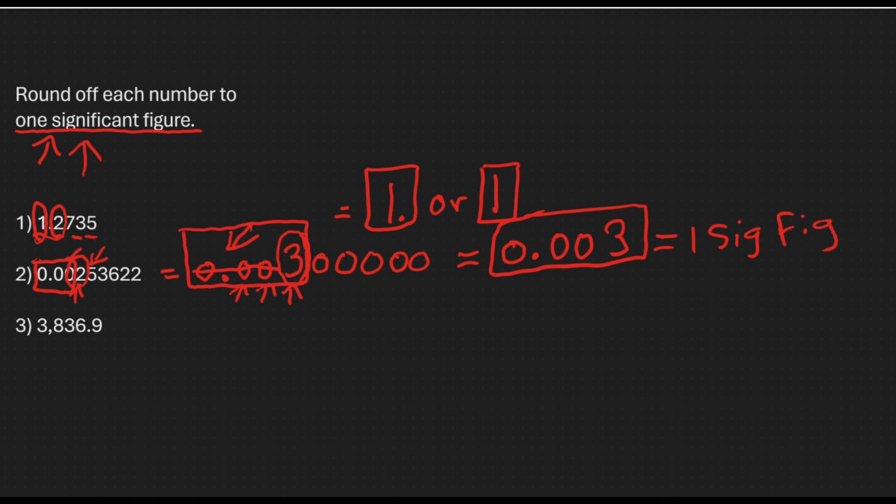In our third example, we have the number 3,836 and 9 tenths. So we know that the 3 is significant and we need one significant figure. So everything else will become 0. But first, I must look at the number next to the 3, which is an 8. So the 3 becomes a 4, and everything else, I will replace with a 0.